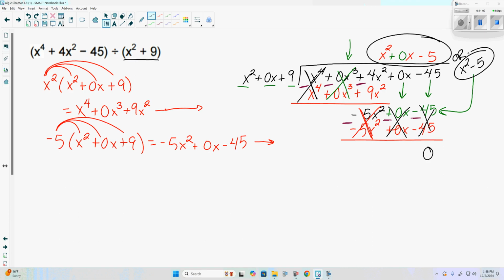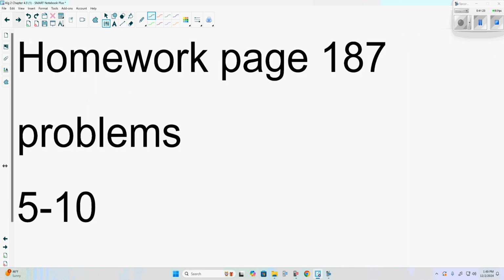Questions on this here? Long division, I would say, is not bad, it's tedious. It's a lot of little steps. We're just repeating the same process again and again as we go through until we can't do it anymore. 6 problems. That's it. 5 through 10. 6 problems you need to do by long division.